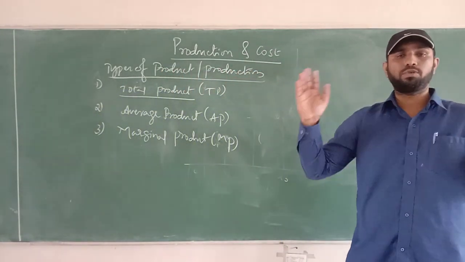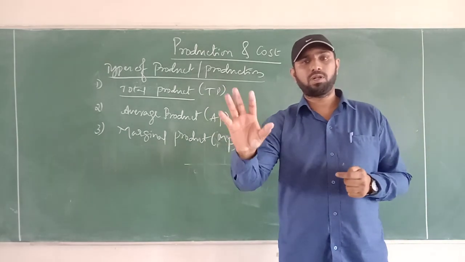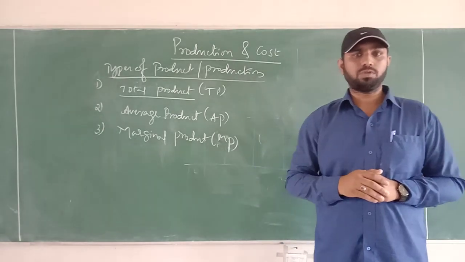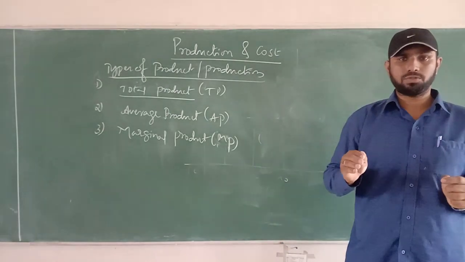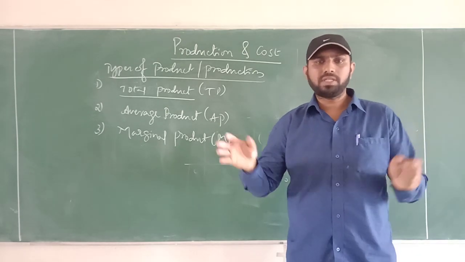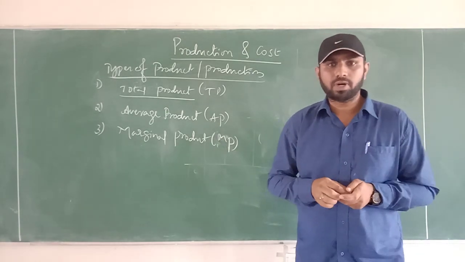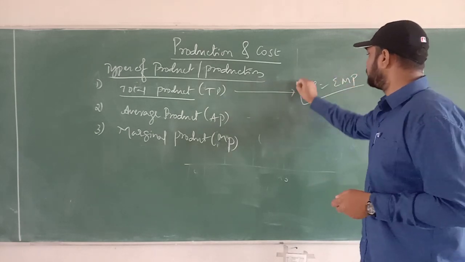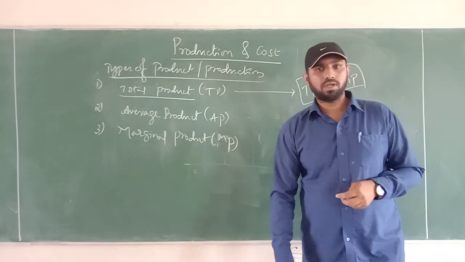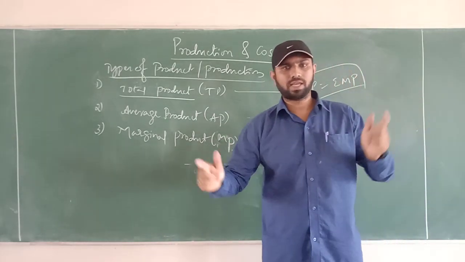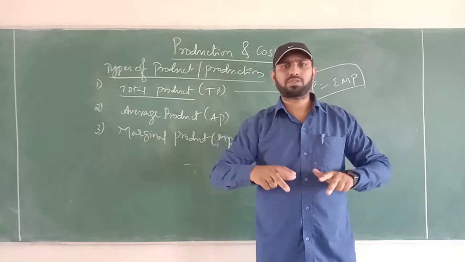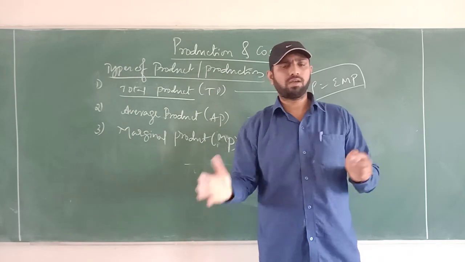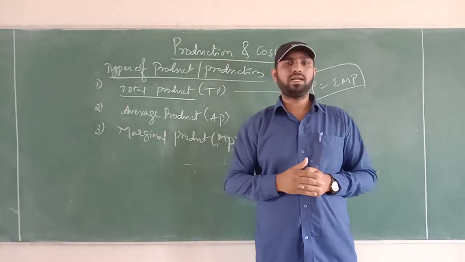The total quantity of goods and services which have been produced in a particular period of time is called total product. Once again, TP refers to the total quantity of output produced in a given period of time with all the inputs. That can be expressed as TP equals to sum of MP. It means in a particular time, from morning 8 to evening 8, by using all the factors of production like land, labor, capital, organization, how much quantity has been produced in that period of time, that is called TP.